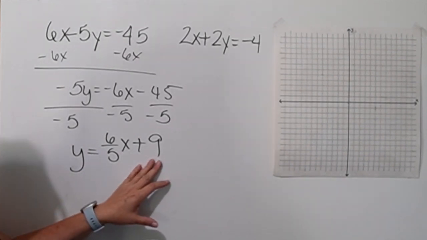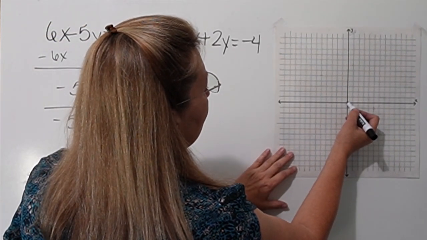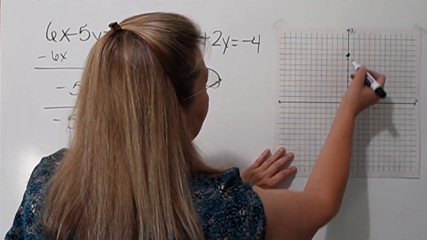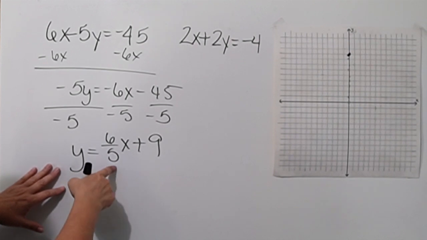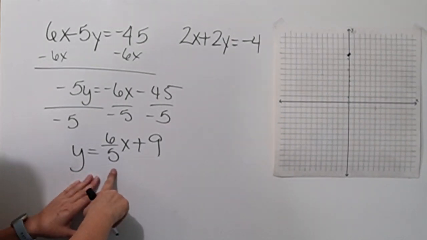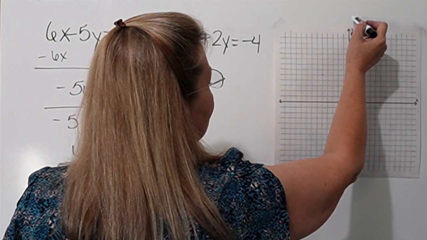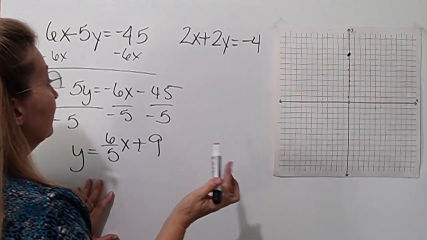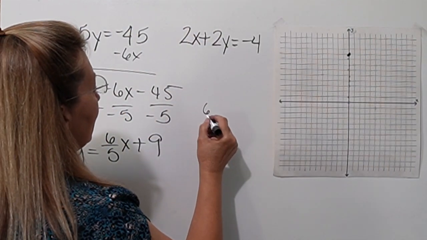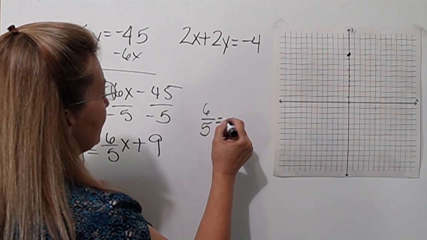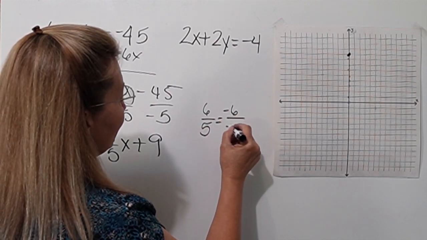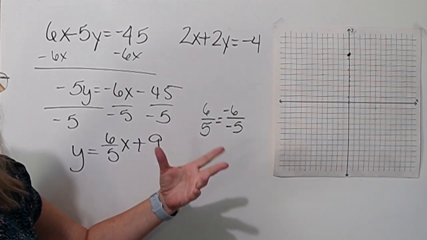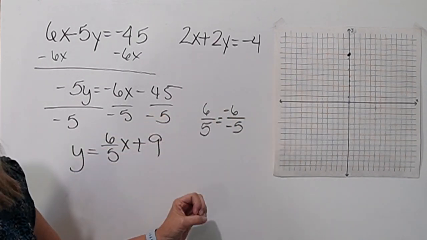Our y-intercept is at +9. So I'm going to come over here, 1, 2, 3, 4, 5, 6, 7, 8, 9. Here's that point. And then my slope is 6 over 5. Now if I try to rise 6 and run 5, I'm going to be all off my graph. So I'm going to do a little manipulation here. Instead of +6/5, I'm going to use -6 over -5. You see they're equal, and you're just going to get the other part of the graph.